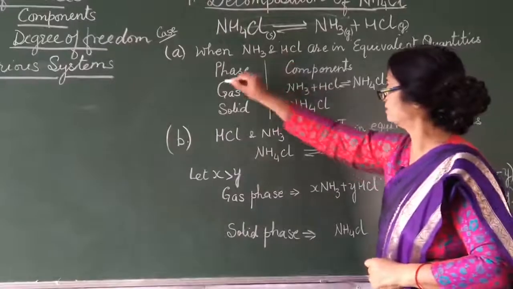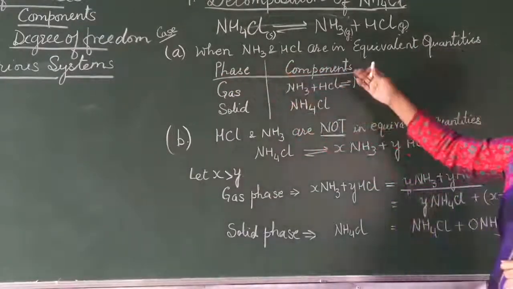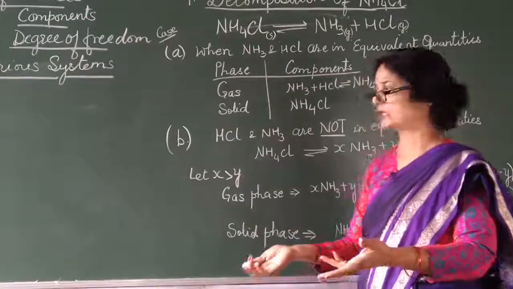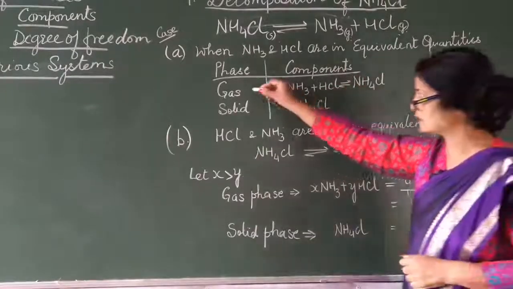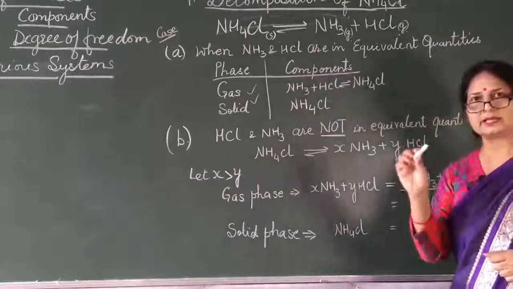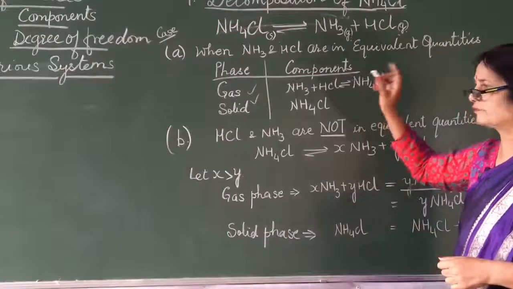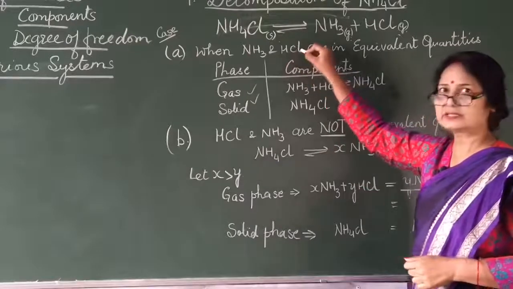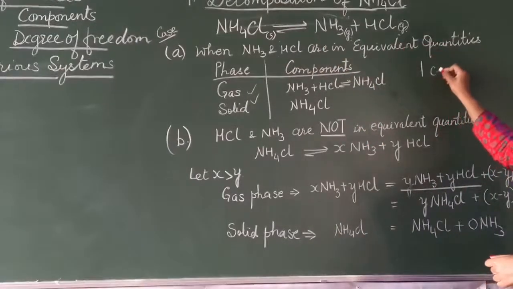Gaseous phase has NH3 and HCl; again, when it is in equivalent amount, that will amount to NH4Cl. So we can express both the phases, the gaseous phase as well as the solid phase, by a single chemical entity, and that is NH4Cl. Okay, so it is a 1 component system when NH3 and HCl are present in equivalent amounts, then it is a 1 component system.